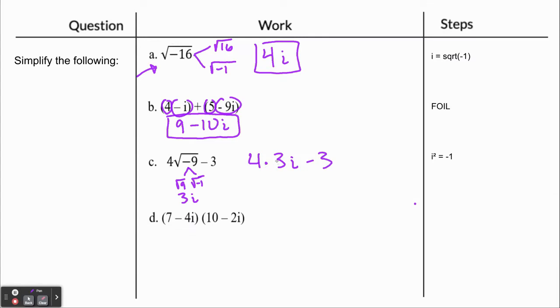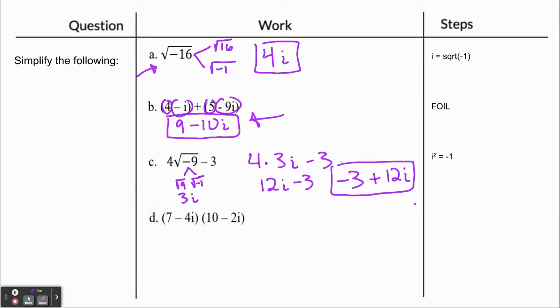And 4 times 3i, just like if it were x, right? 4 times 3x is just 12x. Same idea here, it's just 12i. And then I bring down this minus 3. And in a perfect world, because when we talk about complex numbers, when we have a real part and an imaginary part, we put the imaginary part second. So in this case here, 12i minus 3 is technically correct, but the best way to look at it here is negative 3 plus 12i.